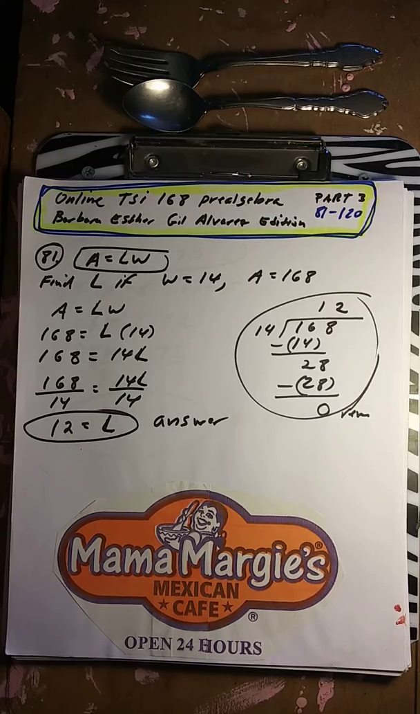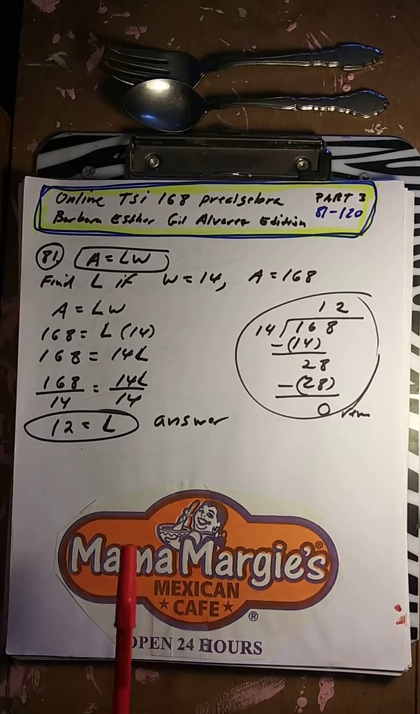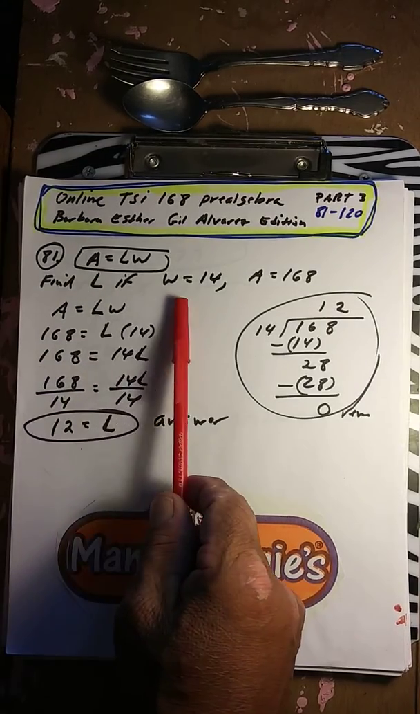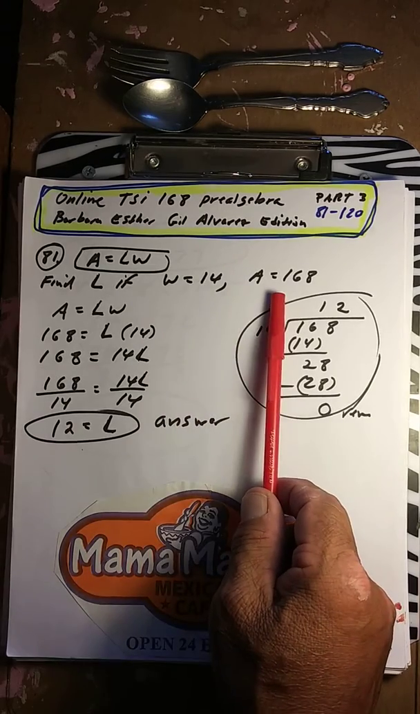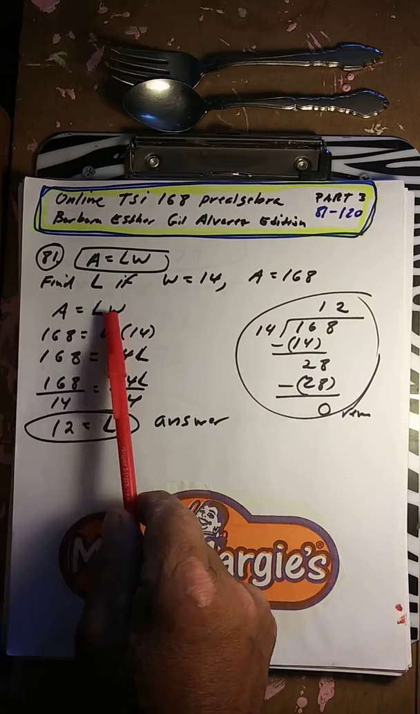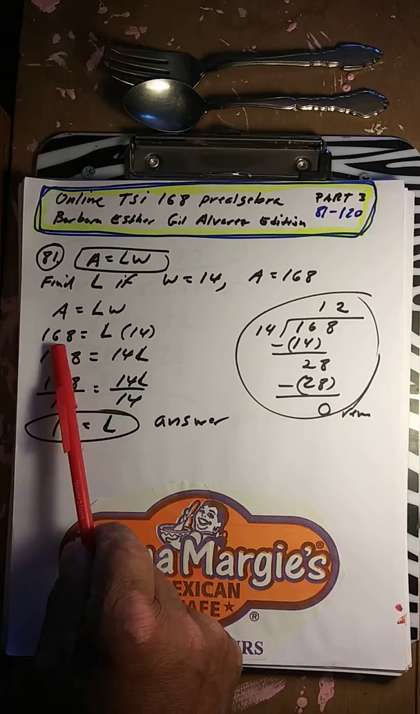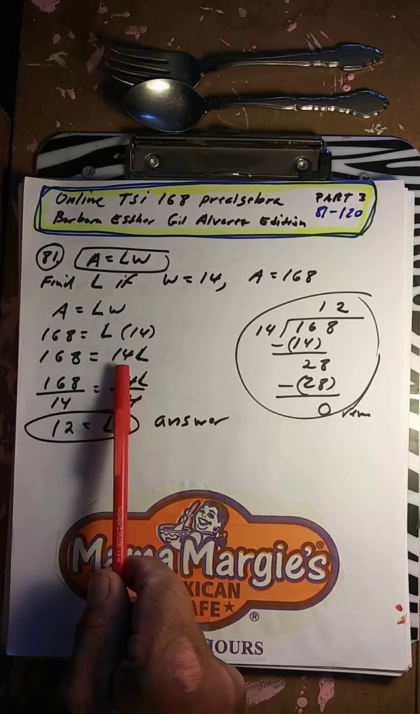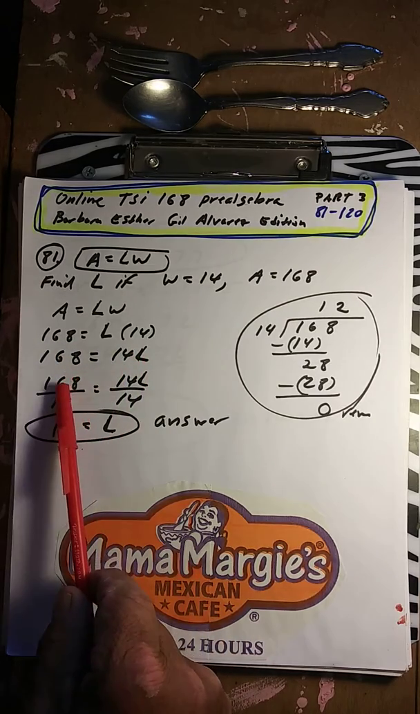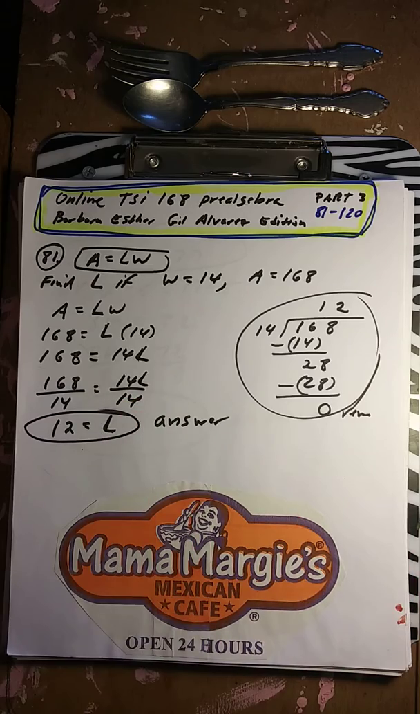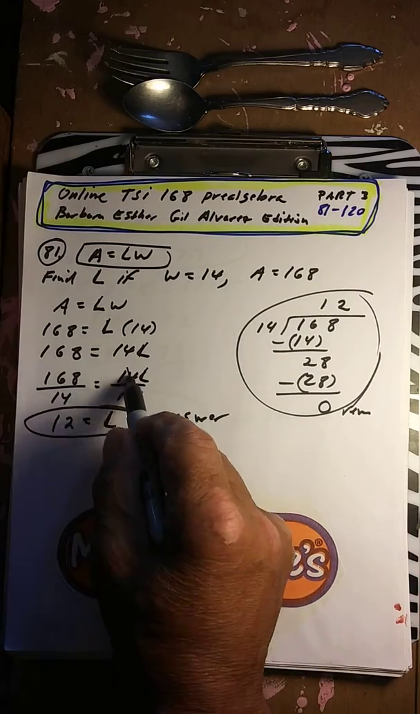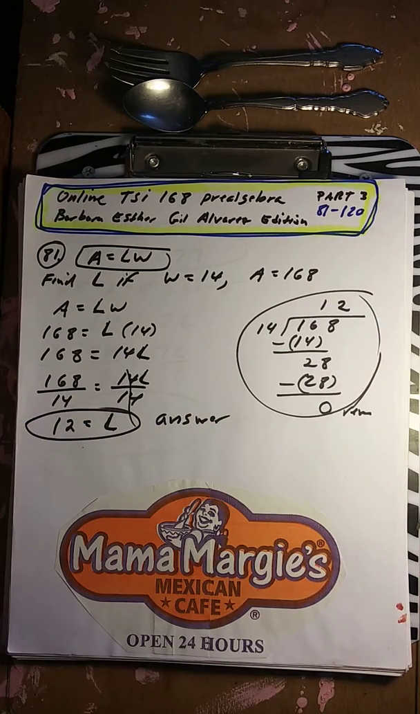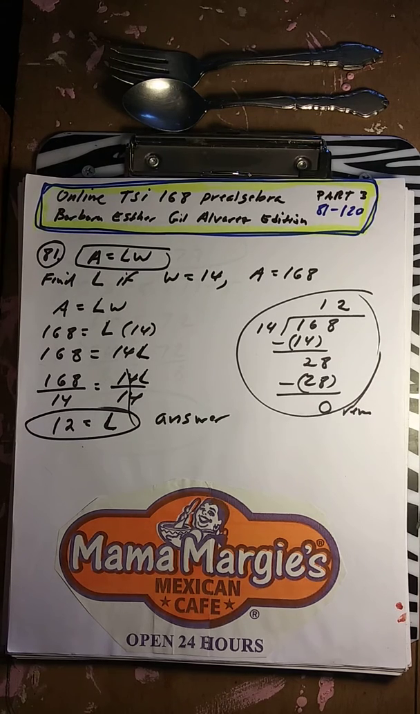It says, if A equals LW, find L if W is 14, A is 168. Substitute these numbers into the formula: 168 equals L times 14. So that's 14L. Divide by 14, divide by 14. These will be gone, and what's left over is 12 equals L.